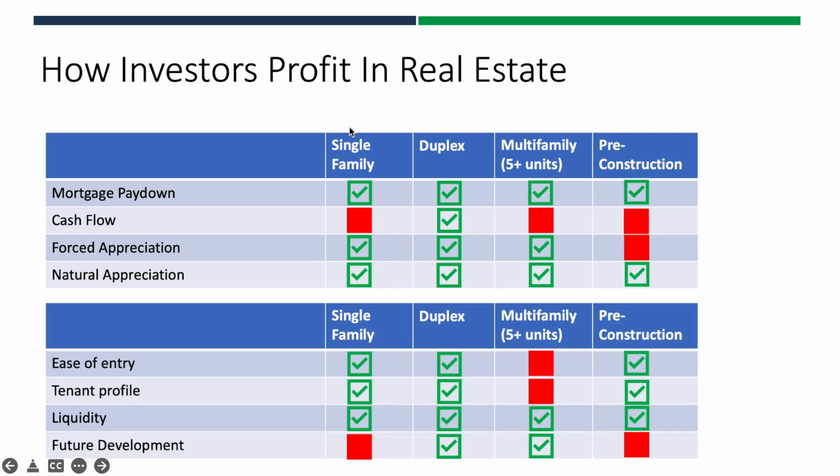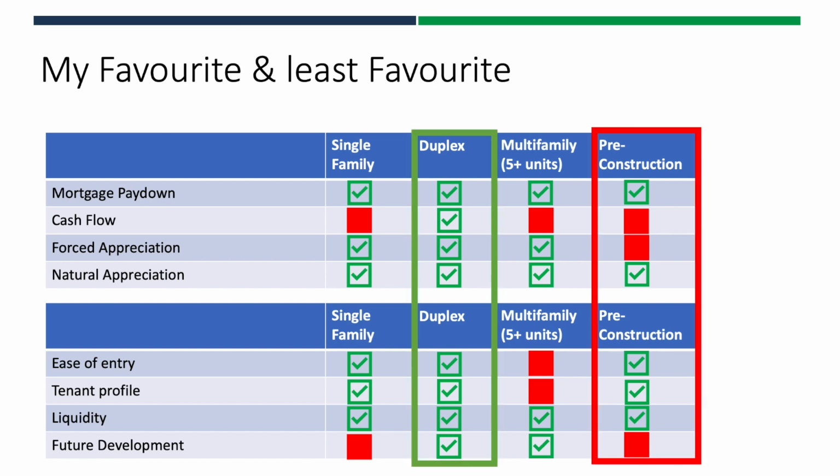Now, if we just do an overall summary, we can see the check marks and the red boxes here. Essentially, if we look at my favorites and my least favorite, my favorite would be the duplex properties, because you really can't go wrong. The cash flow is there, the forced appreciation factor is there, the future development opportunities are there.